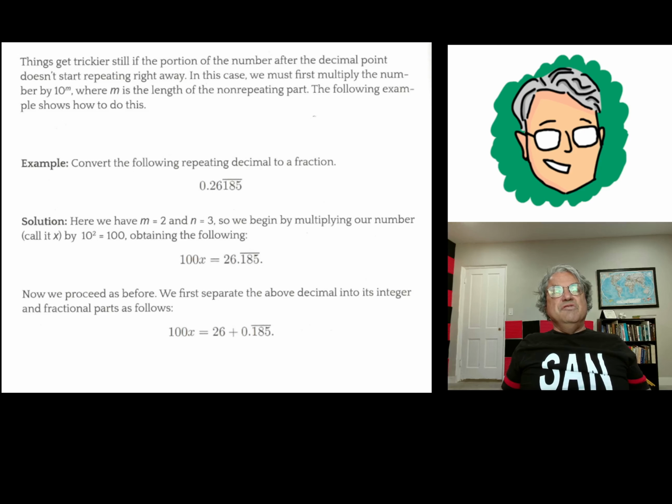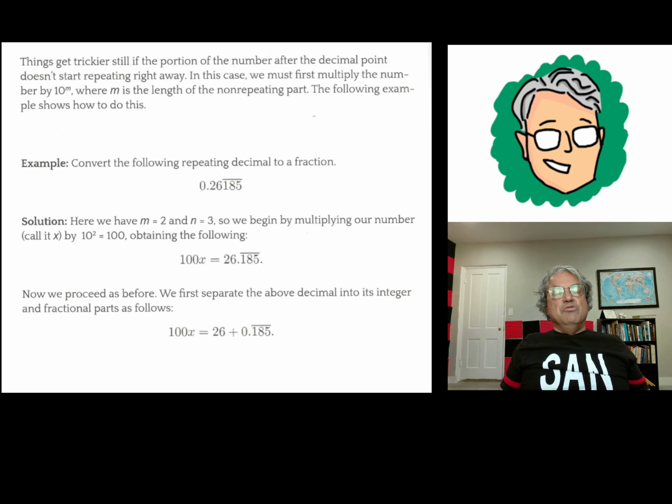So how do we deal with this one? Well, we have to do this in a couple steps this time. See, we would really like the decimal to start repeating right after the decimal point. Well, how can we make that happen? It's not too hard. We just multiply by 100 in this case, because we have to shift everything over two spaces to the left. If we shifted this repeating decimal two places to the left, you'll see it'll start repeating right after the decimal point. So 100x, if we call the thing we're starting with x, is equal to 26.185 repeating.